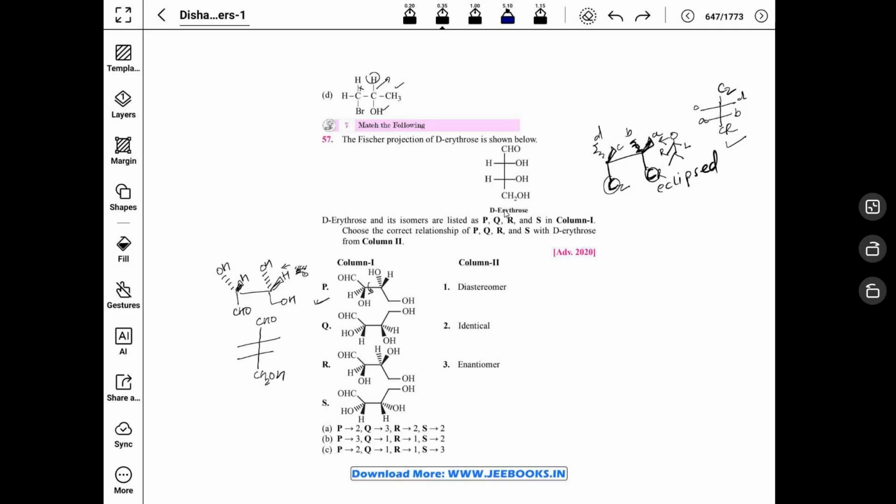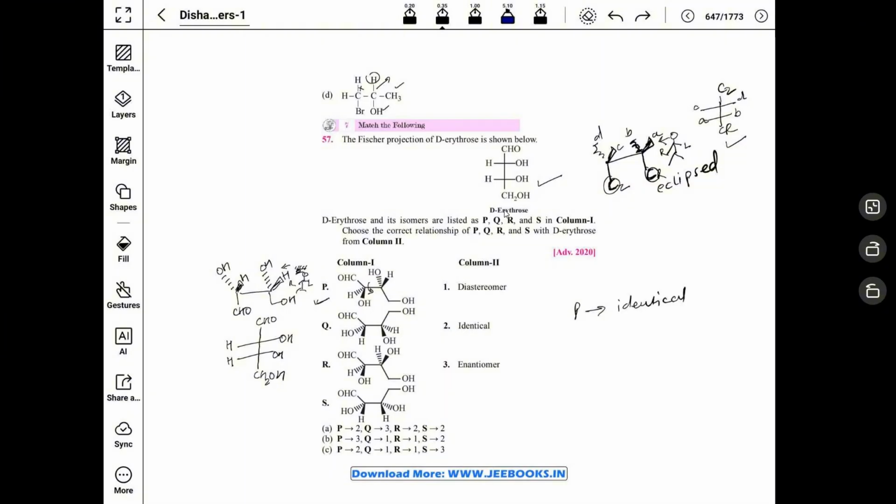Hydrogen is coming on your left side, and this is on your right side. So this hydrogen is coming on your left side, and OH is on your right side. And now this hydrogen is coming on the left side and its OH is on the right side. So you can see that P is exactly matching D-erythrose. So it means P is identical.